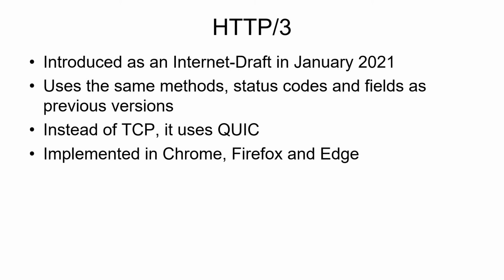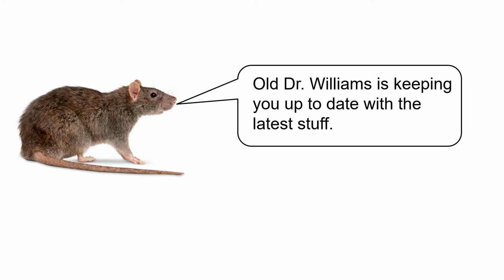HTTP version 3, which was just introduced in January of this year, attempts to correct this problem. It uses the same methods like GET and POST, the same status codes and fields as previous HTTP versions. But instead of using TCP, it uses the QUIC protocol. HTTP 3 has already been implemented in Chrome, Firefox, and Edge, and who knows, maybe some other browsers. Old Dr. Williams is keeping you up to date with the very latest stuff.